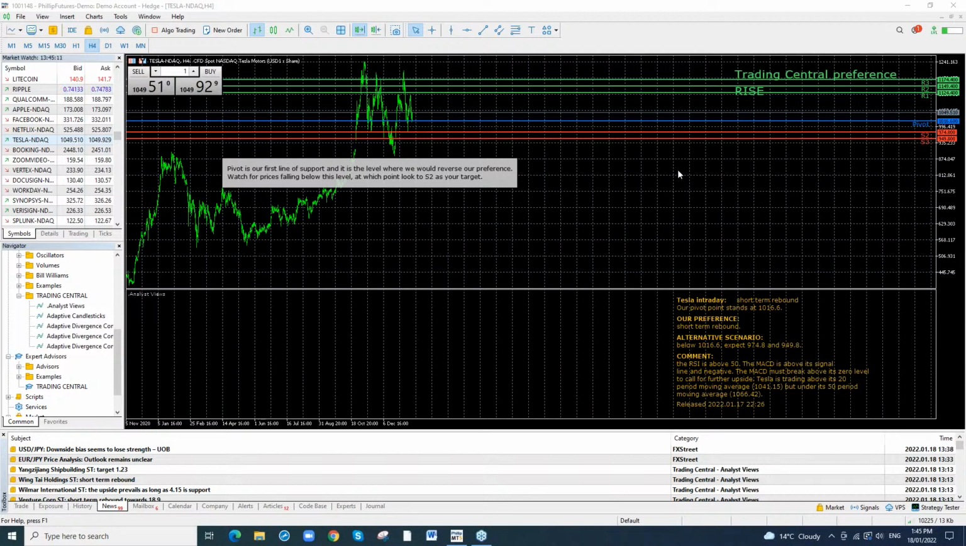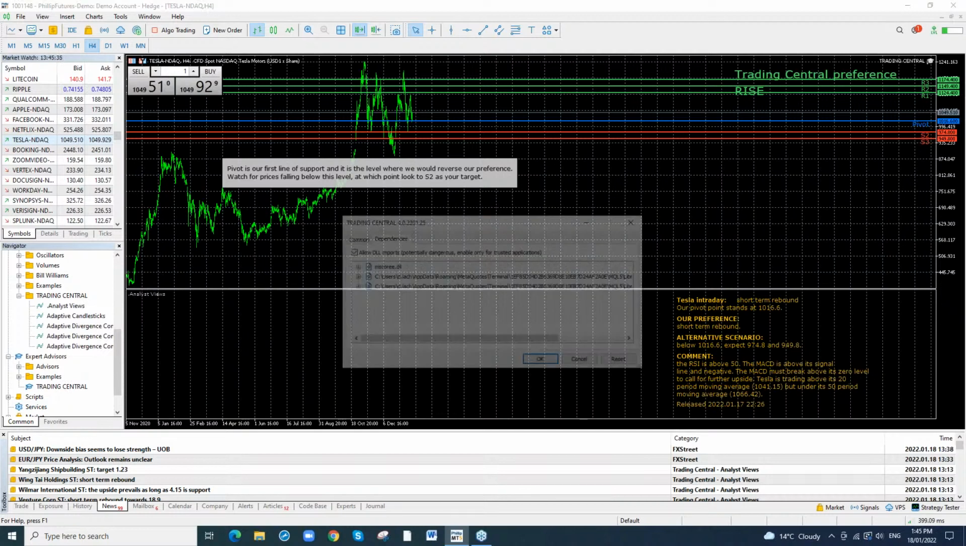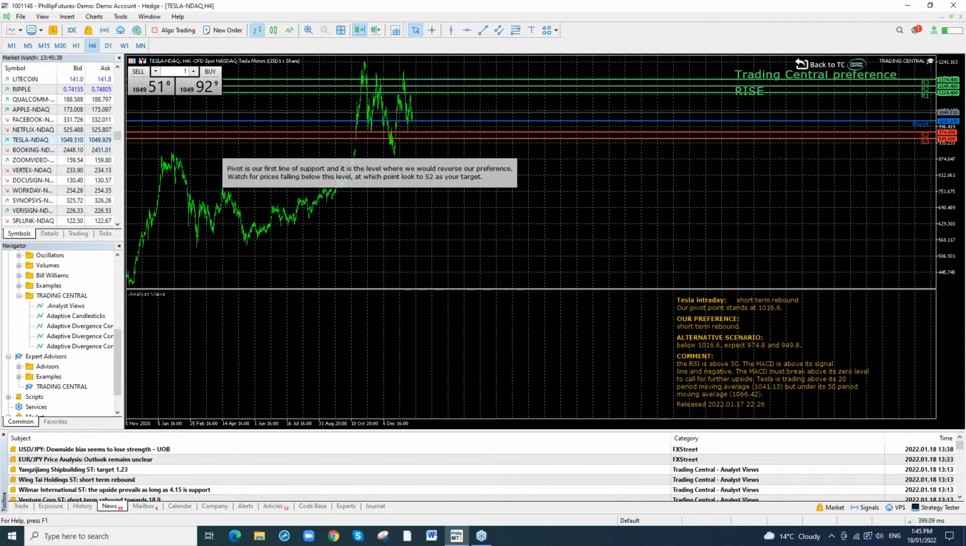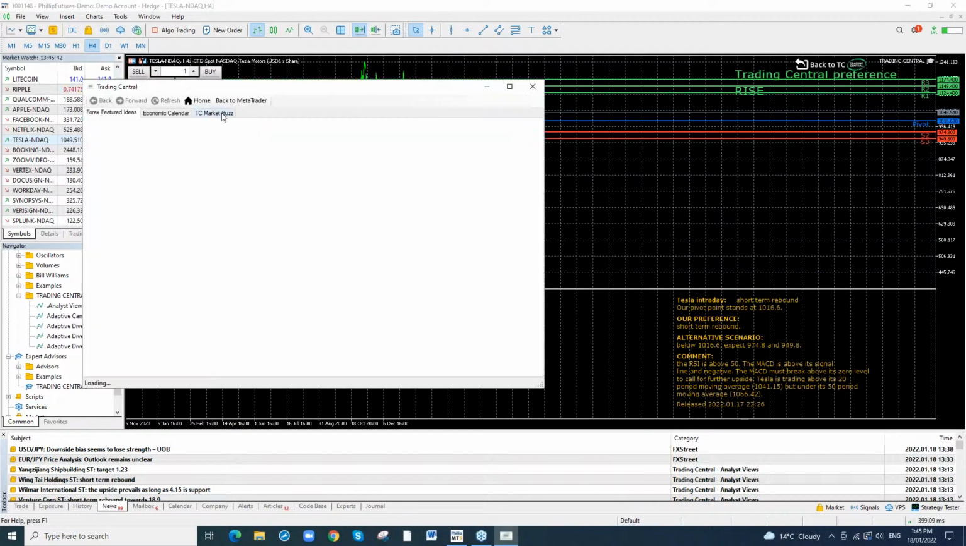So instead of doing the job yourself, of course, you can use all the indicators yourself, but I think it's quite helpful if you can use Trading Central Analyst View indicators and have your own analyst perspective before you decide to take a trade. Now, I also wanted to show you how you can use the market buzz in accordance to trading a specific asset.